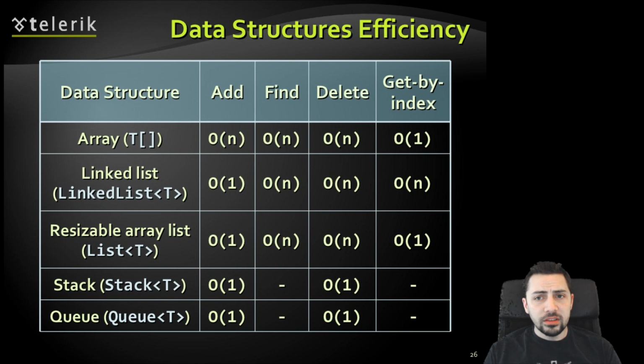Okay, so this table is extremely useful when you're trying to decide what kind of data structure you should use. And there's a second part to this. So we've got array is linear time in most things except for get by index. List is constant add, constant get by index, but still linear find.